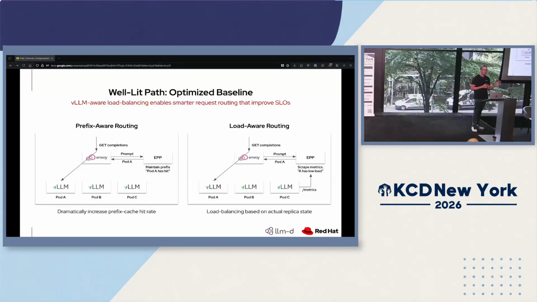We can track this in a few different ways. We have one that's called the approximate version, where the EPP basically has an estimated prefix cache tree, and it keeps that one internal. And we can also pair that with load-aware routing.